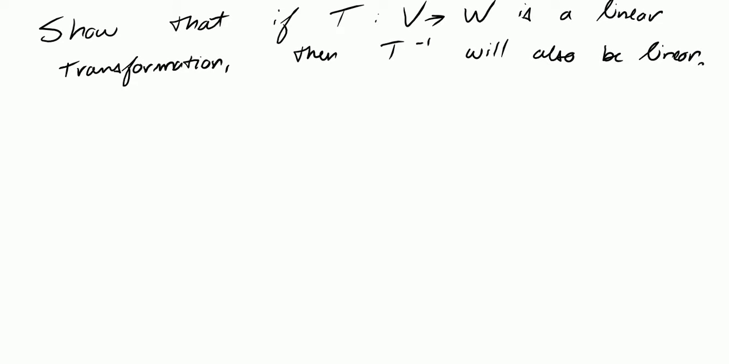In this video, we'll be showing that if T is a linear transformation that goes from a vector space V to a vector space W, and that this transformation is linear, then its inverse, in other words, T inverse, will also be linear. So let's just do a recall.